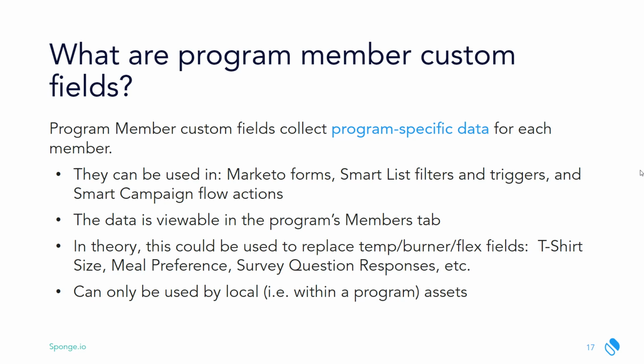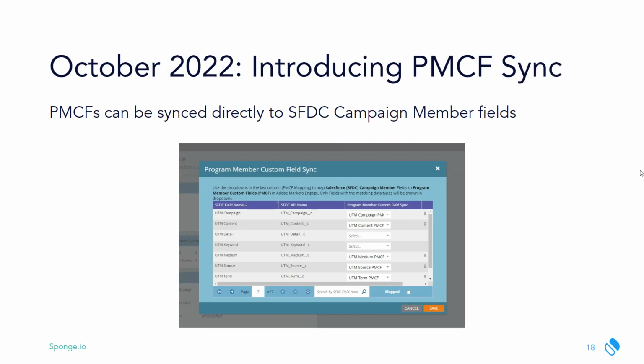But some caveats here are it can only be used by local assets. So you can't, well, we'll come back to that in a second. So almost immediately after this was released, people were like, oh, wouldn't it be cool if we could capture UTMs using program custom fields and then have that sync directly to the campaign member? But that wasn't an option.